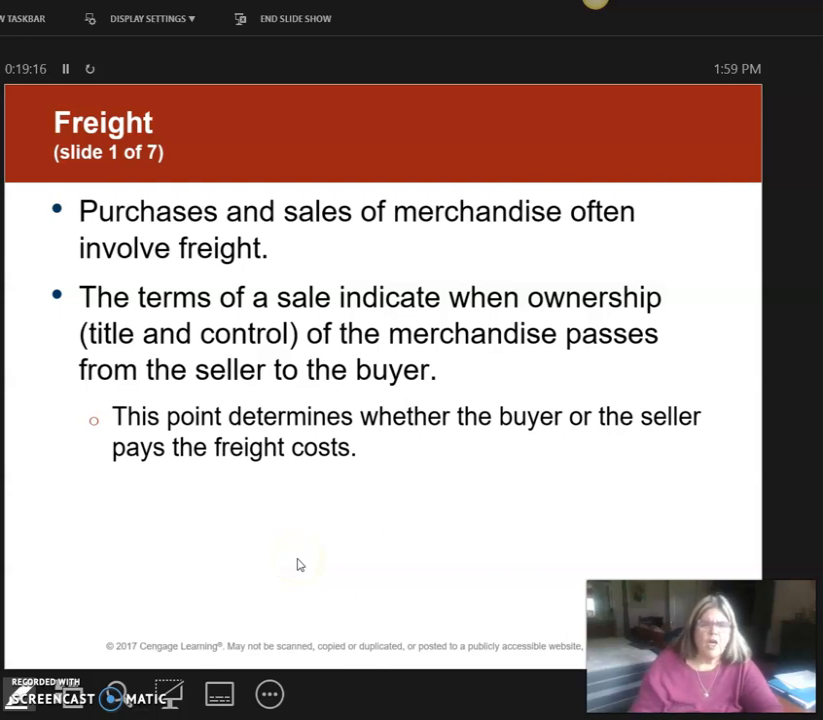Okay, finally, let's talk about the most important part. Who pays the shipping? Most of the time, the buyer pays the shipping. And so there are ways to know who pays the shipping. The two most important questions here are who is supposed to pay the shipping and who actually pays the shipping. So we're going to talk about some terms that will help you understand that.